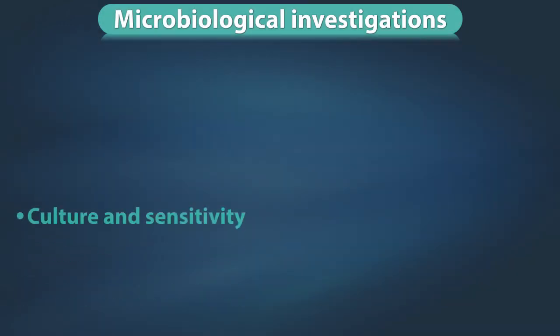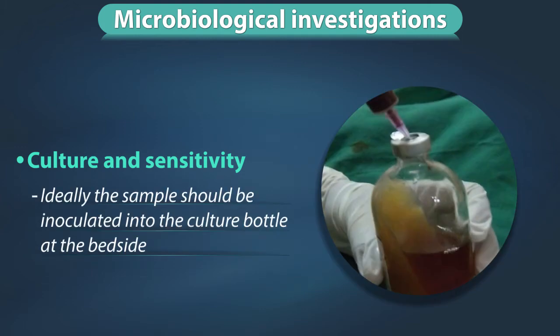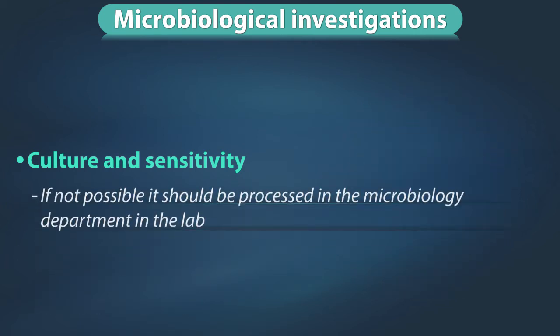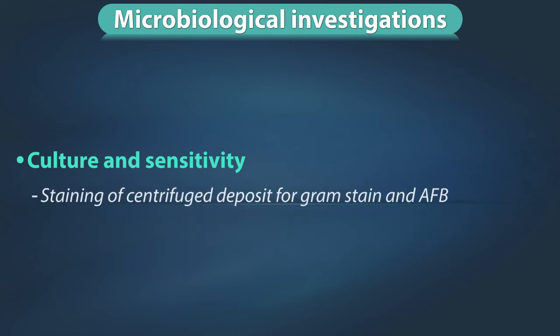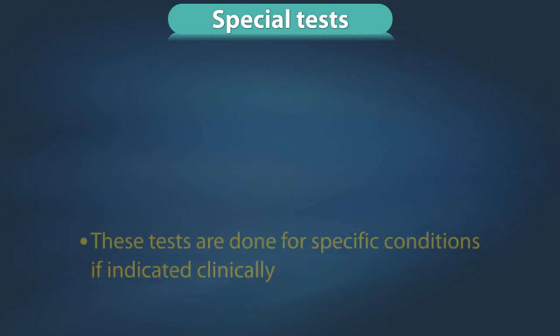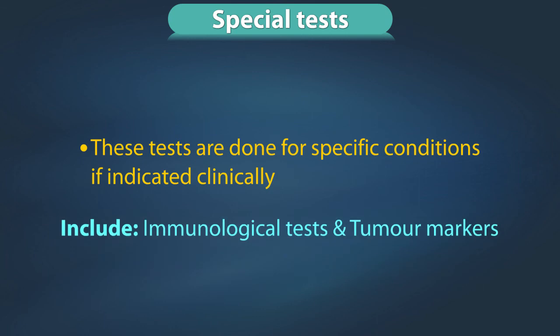Microbiological investigations, culture and sensitivity. Ideally, the sample should be inoculated into the culture bottle at the bedside. If not possible, it should be processed in the microbiology department in the lab. Staining of the centrifuge deposit for gram stain and acid-fast bacilli is then carried out. Special tests. These tests are done for specific conditions if indicated clinically. They include immunological tests and tumor marker studies.